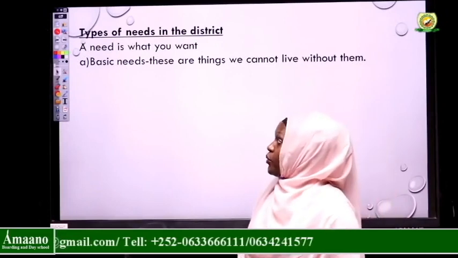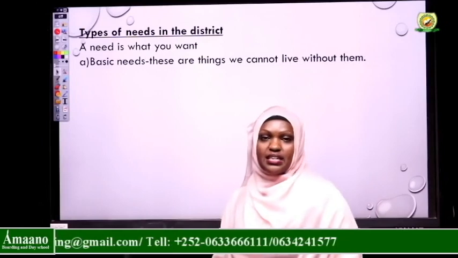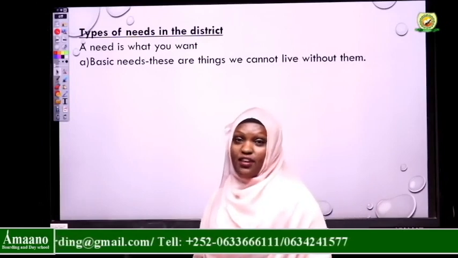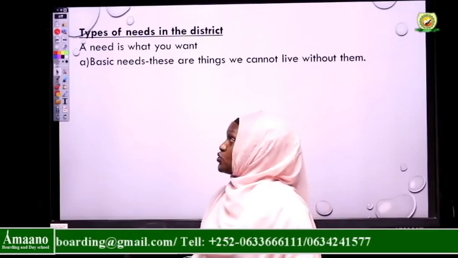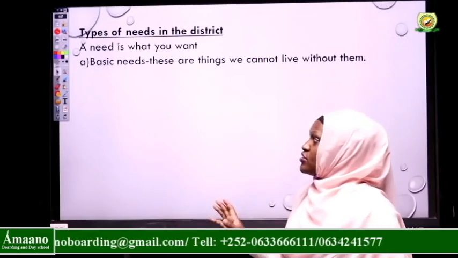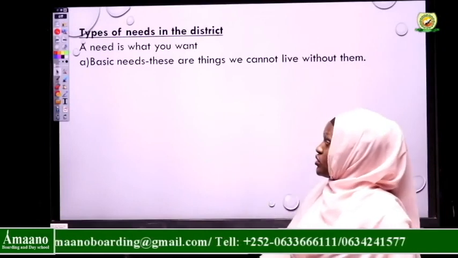We have the basic needs. These are the things you need. You can't survive without them. These are the things you need every day to use them. Your life is not comfortable if you don't have these things. And what are these things? We can't stay without them.